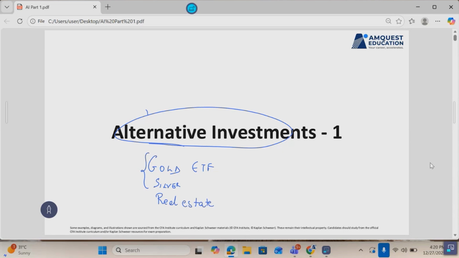So what do you mean by traditional investments? It's your equity, your debt, and your other investments. So these are traditional and these are alternative, right? Now a big part, almost 6% of your syllabus in the CFA, covers the alternative investments portion, which is what we'll be covering today and trying to wrap up.